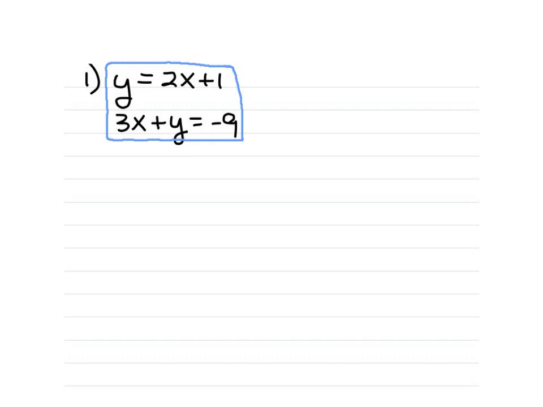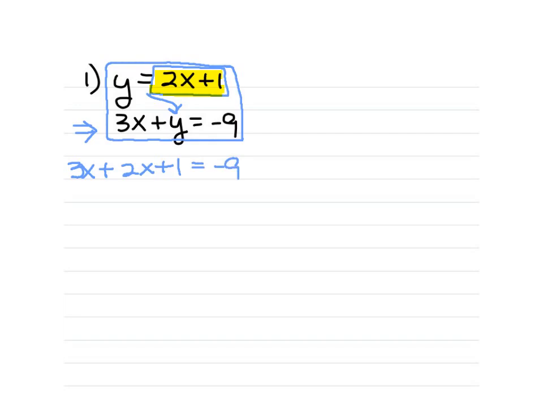So here's what we're going to do. We're going to take this expression that y equals, and we're going to substitute it for y in the second equation. So that's our second step. We're going to substitute. So let's write that down. We're going to work with this equation, substituting this expression, 2x plus 1, for y. All right, so let's do that. 3x plus y, which is 2x plus 1, is equal to negative 9.